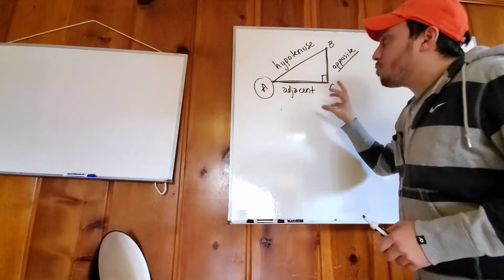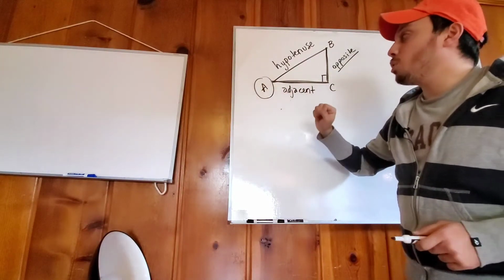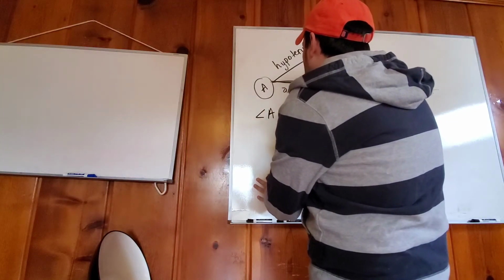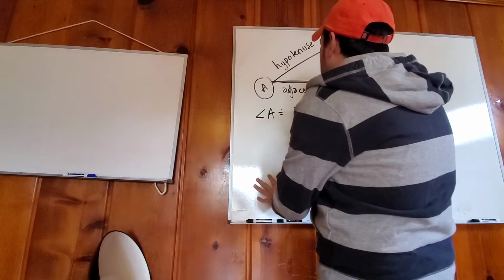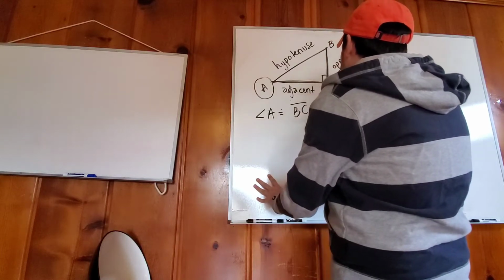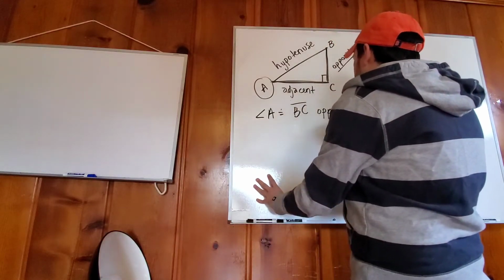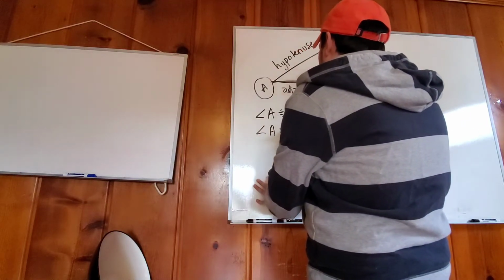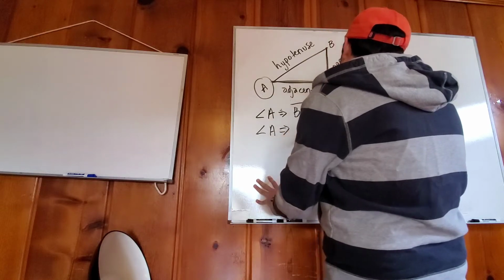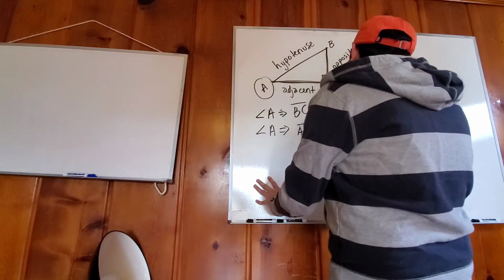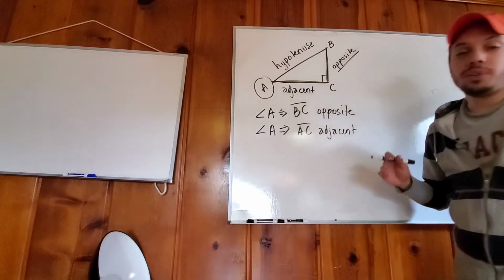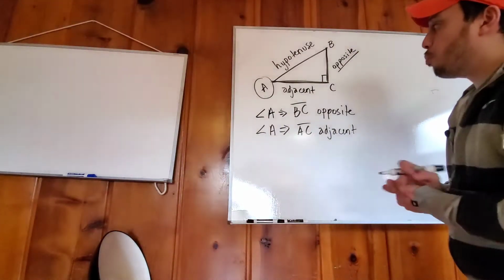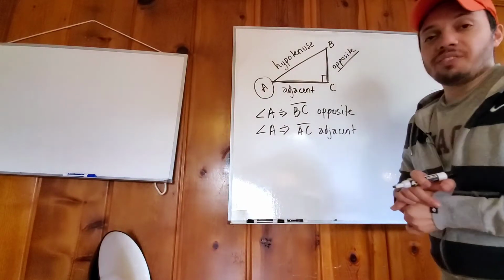It is important for us to understand that we're talking about it from the perspective of angle A. Then we say that side BC is the opposite, and from the perspective of angle A, side AC is adjacent. This is really important for you to know, from the perspective of angle A.